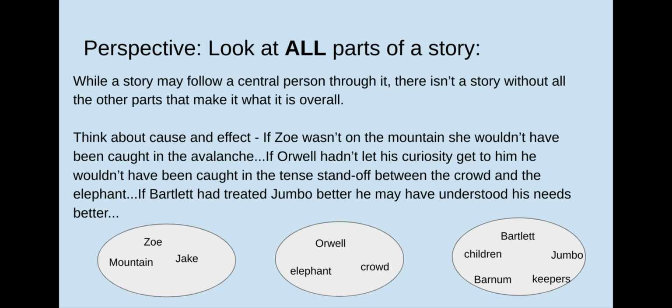If we look at Paper 2, if Orwell hadn't let his curiosity get to him that morning and gone off to see what the elephant was doing, he wouldn't have gathered the crowd behind him and then be caught in this very tense, intimidating standoff between the calm elephant, what he perceives as the innocent elephant, and the intimidating crowd. And if Bartlett had treated Jumbo better, he may have understood his needs better of being free and outside rather than cooped up in a cage that he's always smashing.